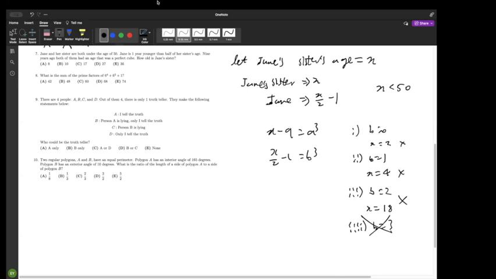So, let me read it again slowly: Jane and her sister are both under the age of 50. Jane is 1 year younger than... Why didn't you guys tell me? Why didn't everyone tell me? It's not 1 here, it's 9. Okay, then again. If I make a mistake like this, I'd appreciate it if you tell me right away.